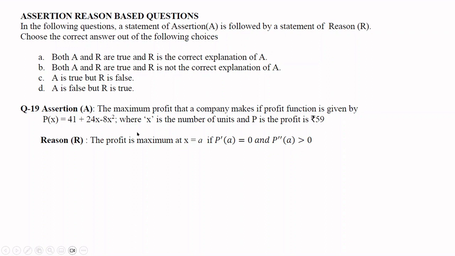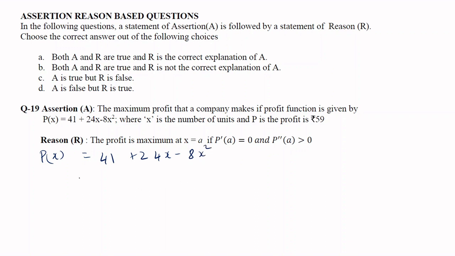So here the assertion is the maximum profit a company makes if profit function is given by P of x is equal to 41 plus 24x minus 8x square, where x is the number of units and P is the profit, is 59. So here we have to check whether this statement is true. That is, whether the maximum profit is 59 or not, given this profit function. So first let us check whether this assertion is true. Profit function is given by 41 plus 24x minus 8x square.